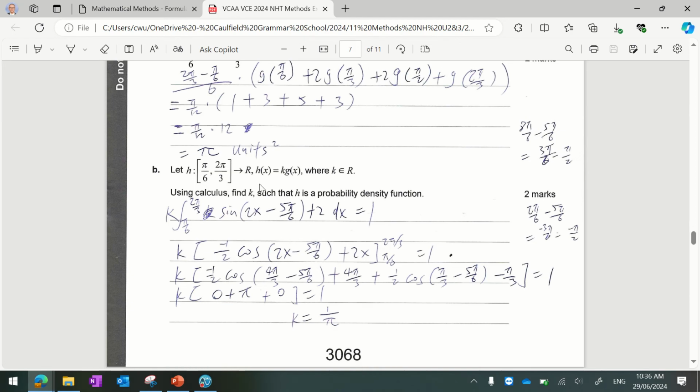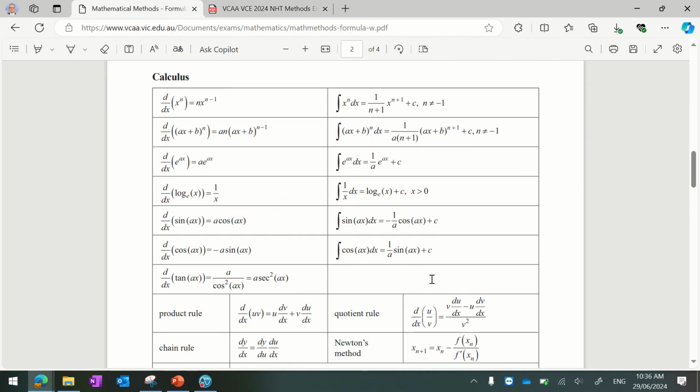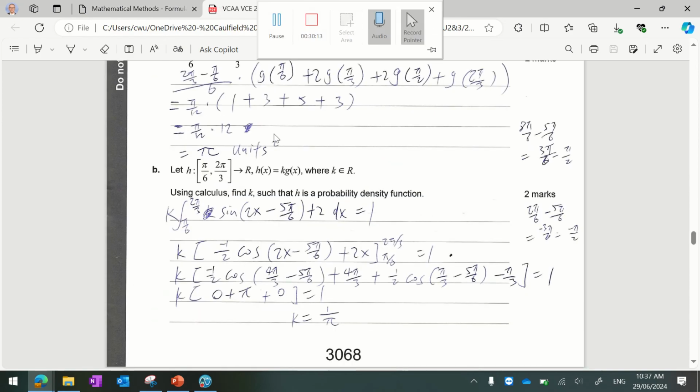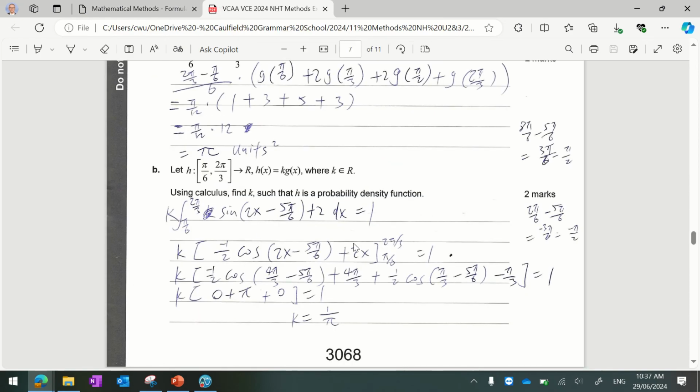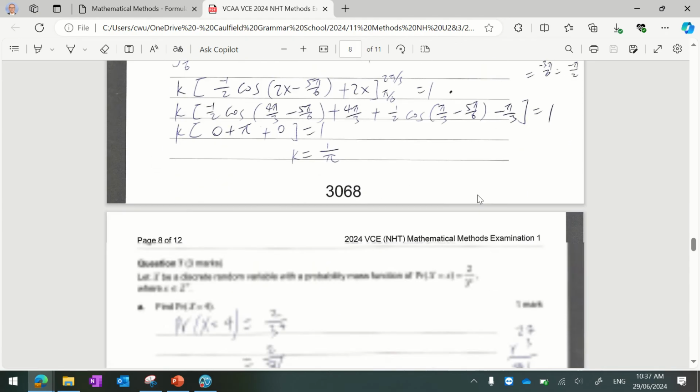Hopefully you know how to integrate a sine function. If you do not, remember, again, integrating a sine function is in the formula sheet, so you could just follow the formula. So integrate the sine function, I get this. There's 2 here also, so it becomes 2x, and then sub the values in, minus in between, which means this negative sign becomes a plus over here. That's all equal to 1, and then do my calculation, k is equal to 1 over pi. You can pause the video to have a look at the working out here.